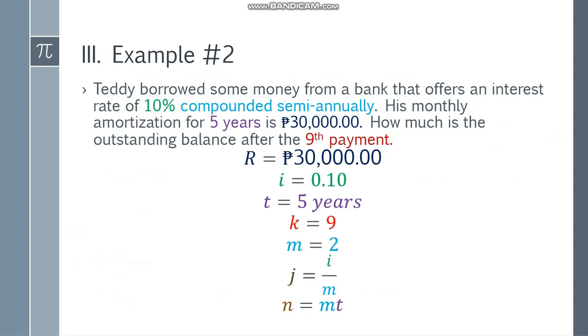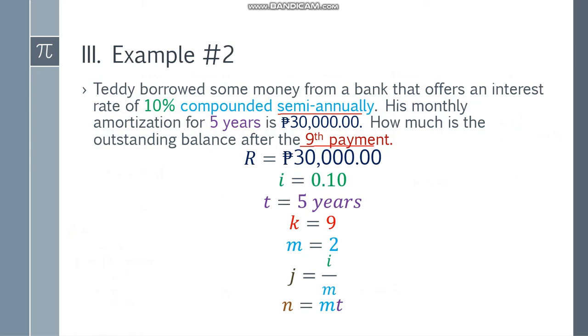So let's place the given. R is equal to 30,000 pesos. I is 0.10. T is 5 years. K is equal to 9 because of the 9th payment. M is equal to 2 because semi-annually is 2. J is equal to I over M and N is equal to MT.